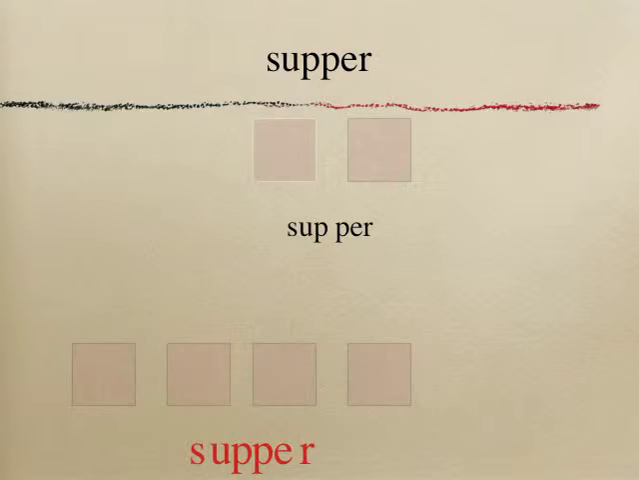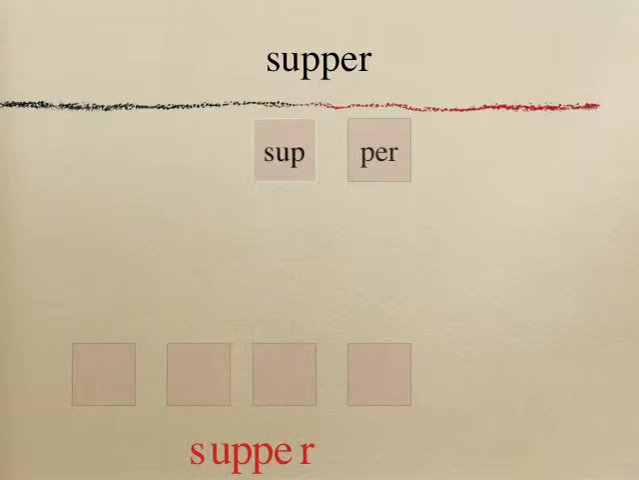Now we have supper. You look at supper, two vowels. There are two consonants in the middle there that are the same, and that's where we're going to split them. So it's a two-syllable word, sup, per.